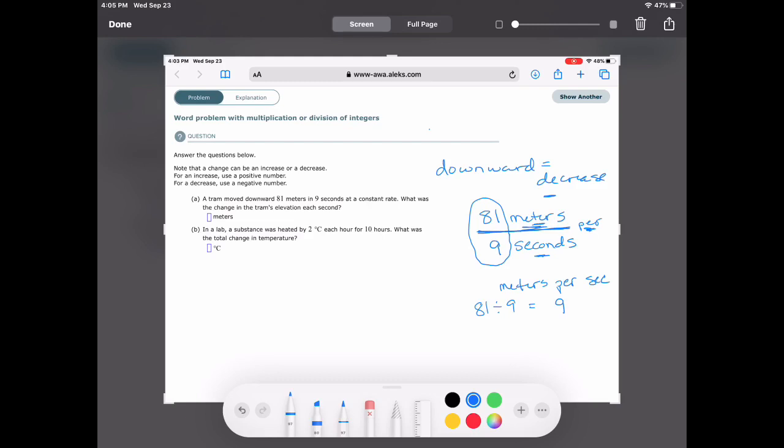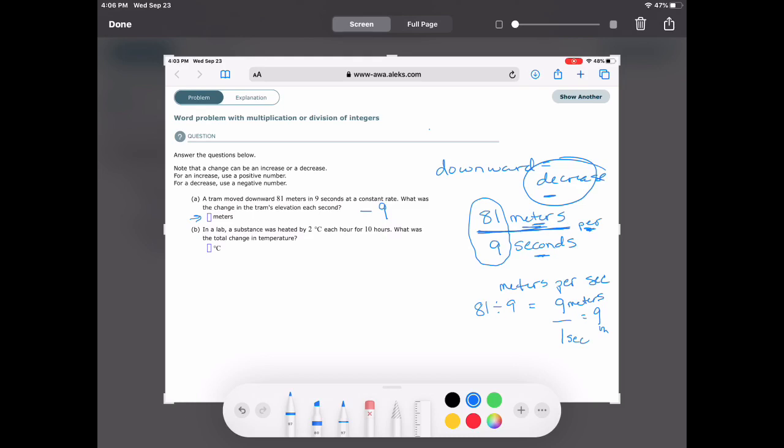But per second, we're talking about per 1. And so notice that we could just say 9, and we're talking about 9 meters on the top per 1 second. So we're going to say 9 meters. So the answer that we're going to write in here is 9. But remember that we were decreasing, so we're actually going to say -9 for downward 9 meters.